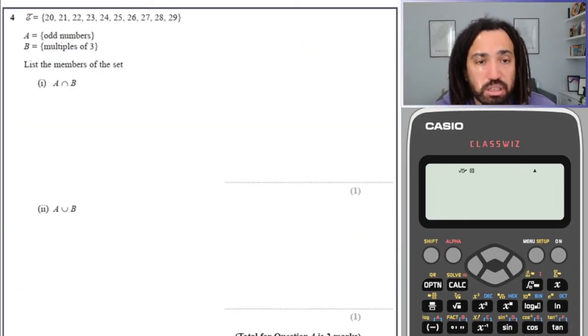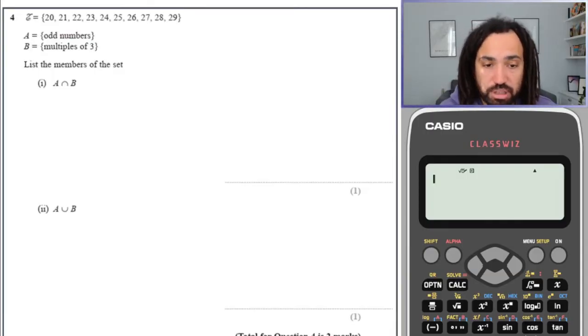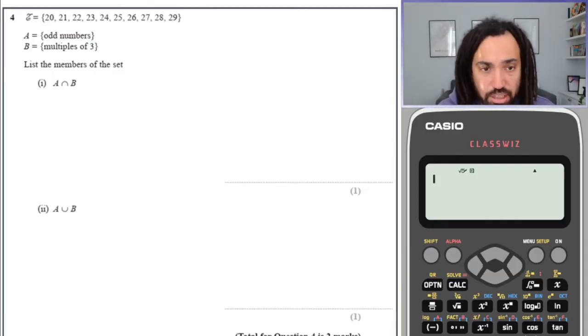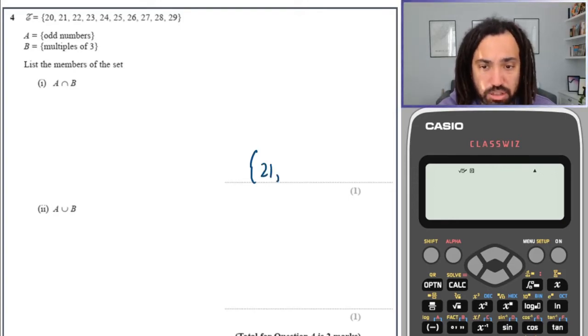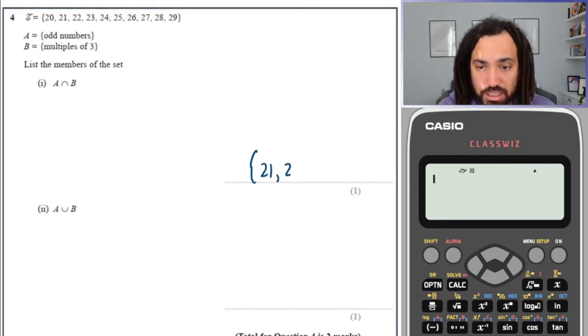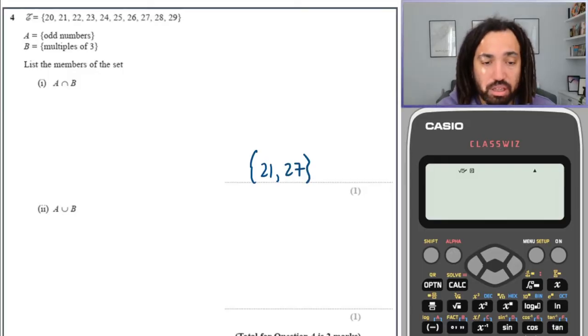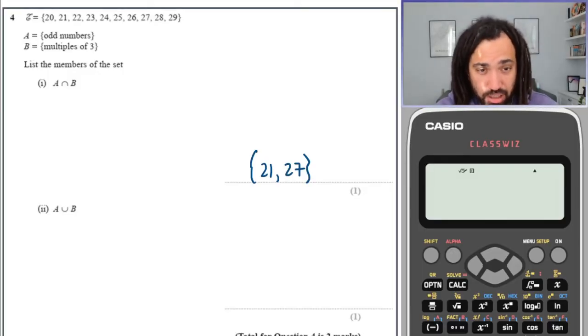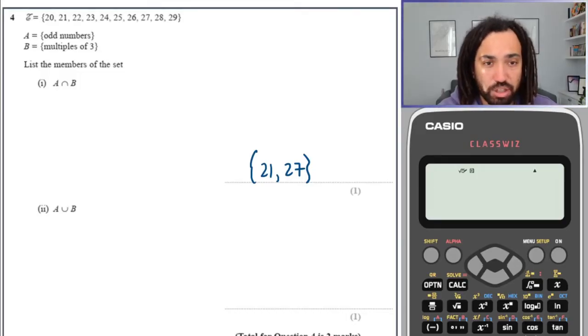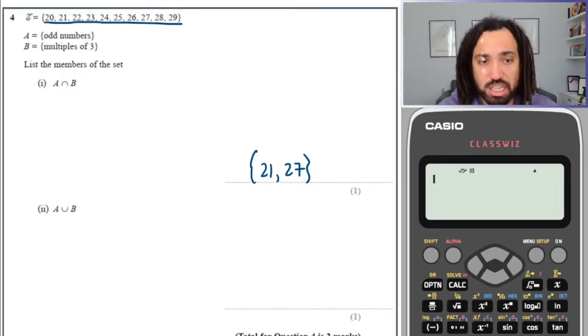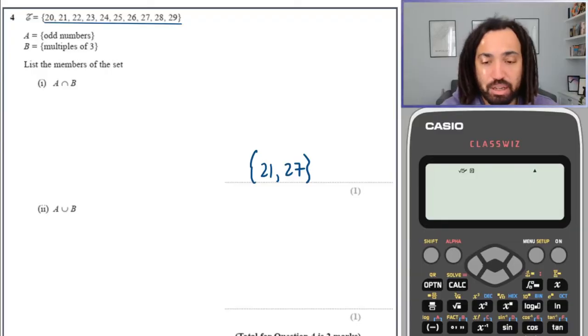Okay, next question. Another one very similar. The intersection are all of the numbers which are odd and multiples of 3 that are in the universal set. So that's 21 and 27. The union are all the numbers that are in A or in B. So let's go through the universal set, and as long as they're in one of A or B, then it's fine, we can add it in.